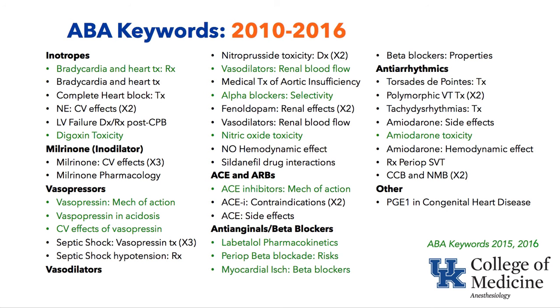ACE inhibitors and ARBs, how they work, they reduce angiotensin 2 and also reduce the breakdown of bradykinin, two mechanisms for their hypotensive effects. Contraindications include angioedema history as well as renal artery stenosis. And one of the side effects of ACE inhibitors is cough because of probably the buildup of the bradykinins, which does not occur with the ARBs, the receptor blockers.